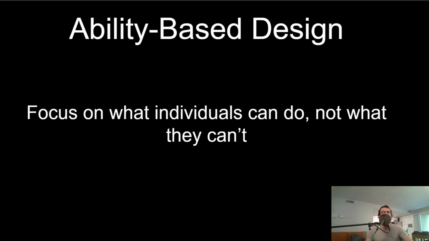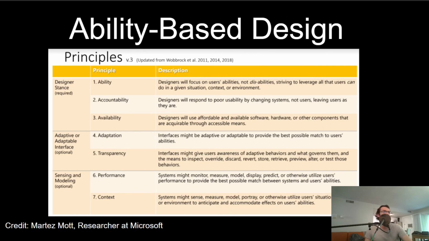And the last is one that I'll quickly mention, a new one that's gaining some traction, which is ability-based design. And it has the great tagline, focus on what individuals can do, not what they can't do. So basically, this is what I would argue is an update on universal design that offers some customization and adaptability to it. So there are the 7 principles of ability-based design. And I would invite you to dig a little bit more into it if you think this interests you.